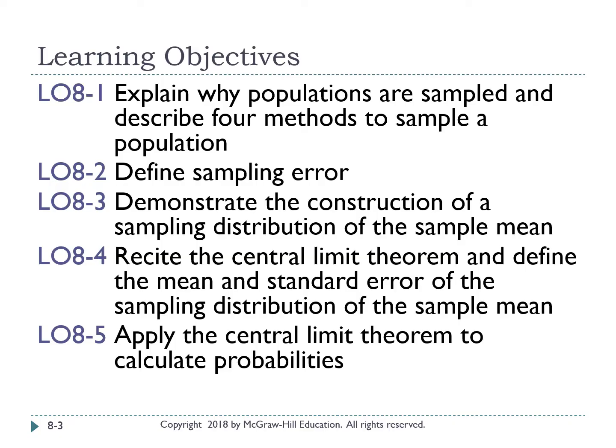Once we finish our chapter, you should be able to explain why we sample the population, and you should know how to select the sampling method when you want to sample your population, and you should be able to define the sampling error, demonstrate the construction of the sampling distribution of the sample mean, and you should know how to explain the central limit theorem, and explain the mean and standard deviation or standard error of the sampling distribution of your sample mean. And lastly, you should be able to apply the central limit theorem if you want to calculate probabilities.